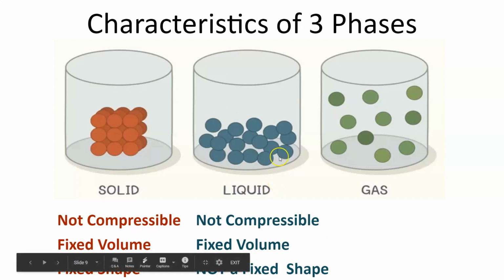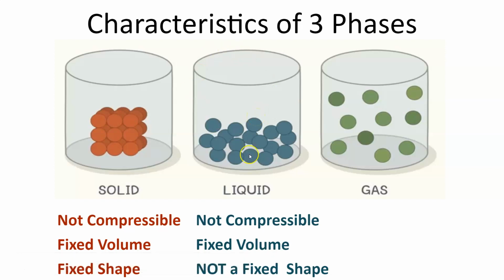The volume, on the other hand, of a liquid, just like a solid, is fixed. So let's say this container is 5 milliliters and you pour in 1 milliliter of liquid, it's going to remain 1 milliliter of liquid no matter the size of the container.